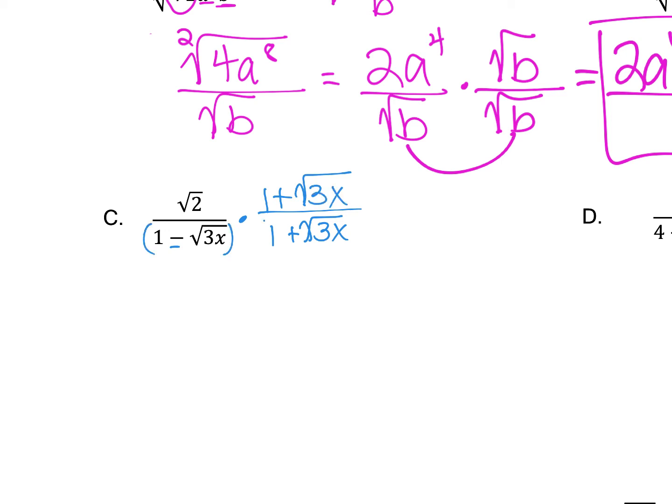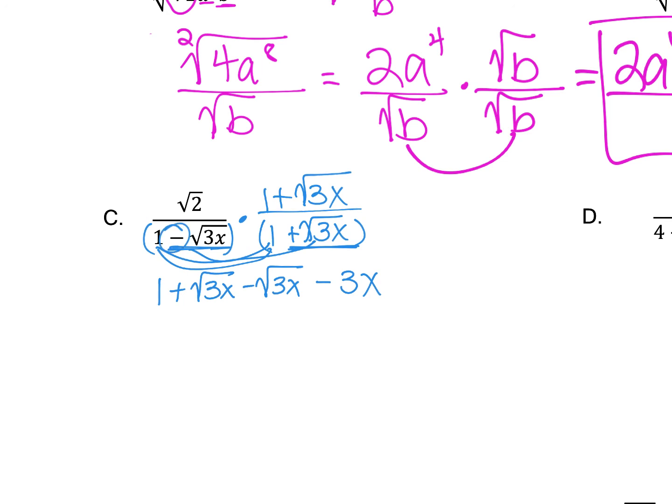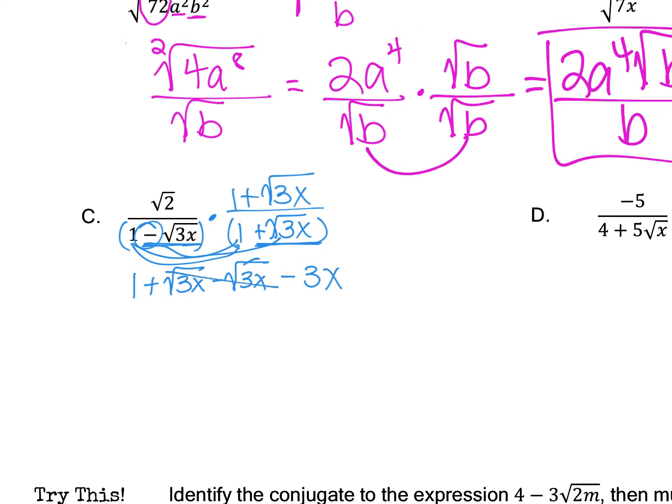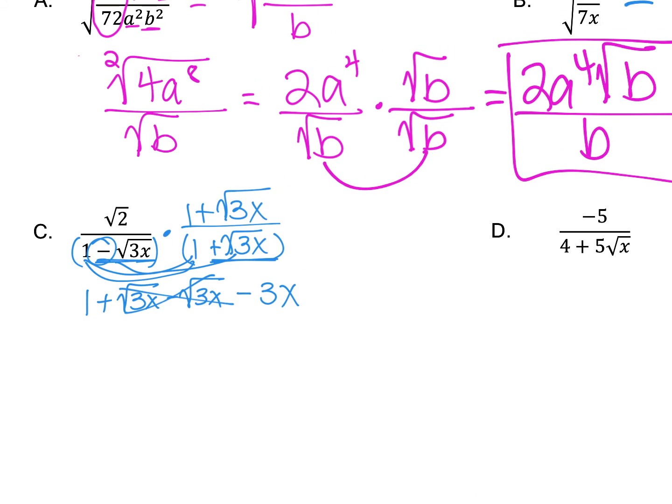So I'm having to use FOIL here. So that's 1. That's positive square root of 3x. That's minus square root of 3x. And then look at this closely. I have a negative square root of 3x times a positive square root of 3x is a negative 3x. It gets rid of the radical when I have a square root times itself, and then it's negative because of that sign there. So notice your middle terms cancel out, which is what we wanted. So we're left with 1 minus 3x in the denominator.